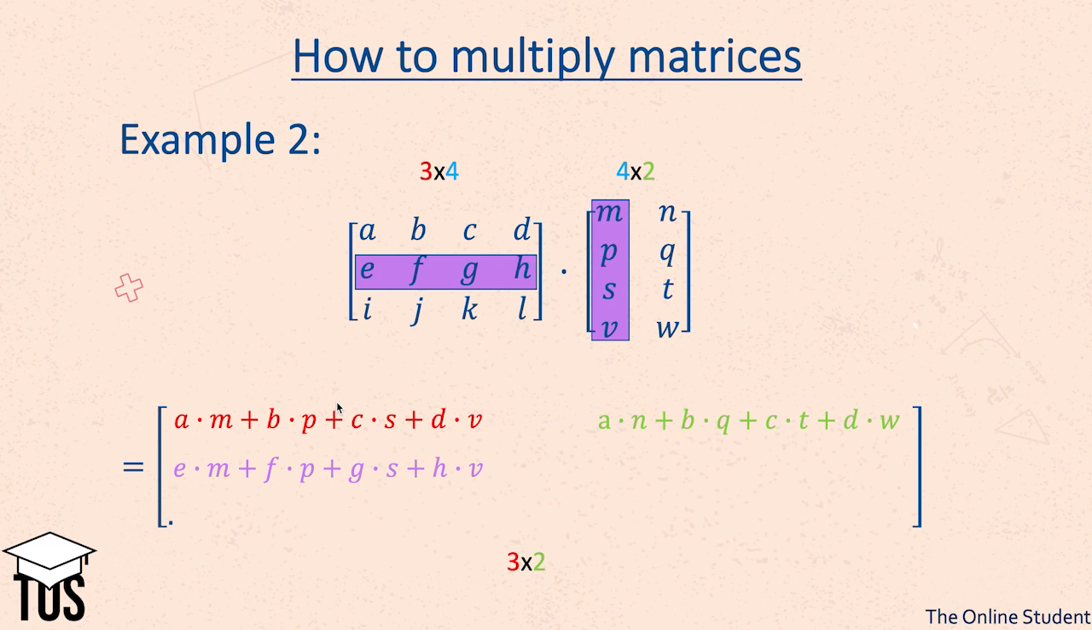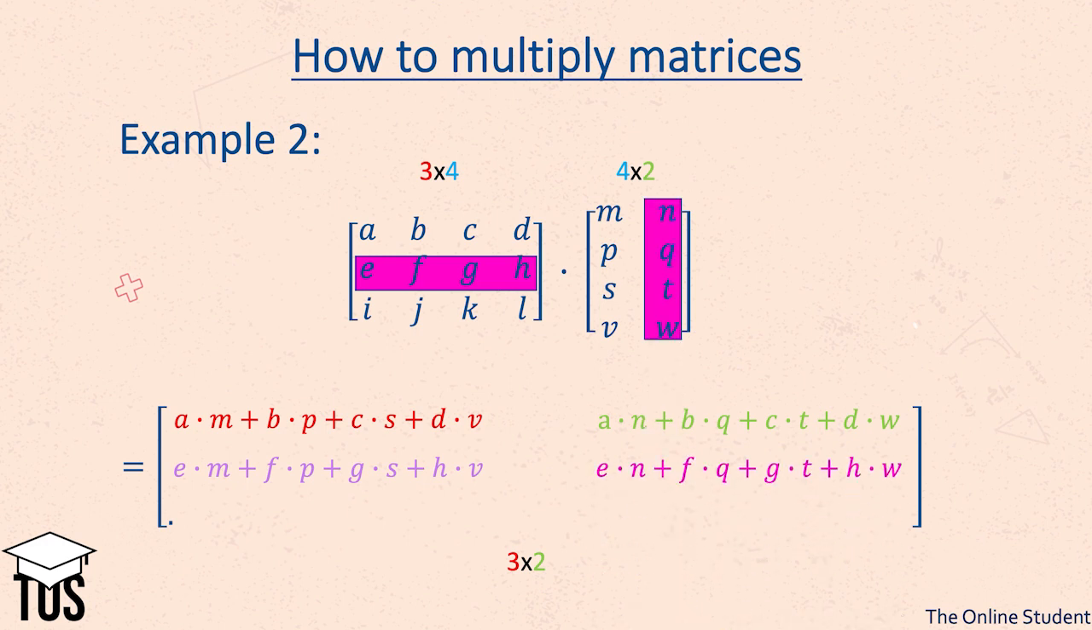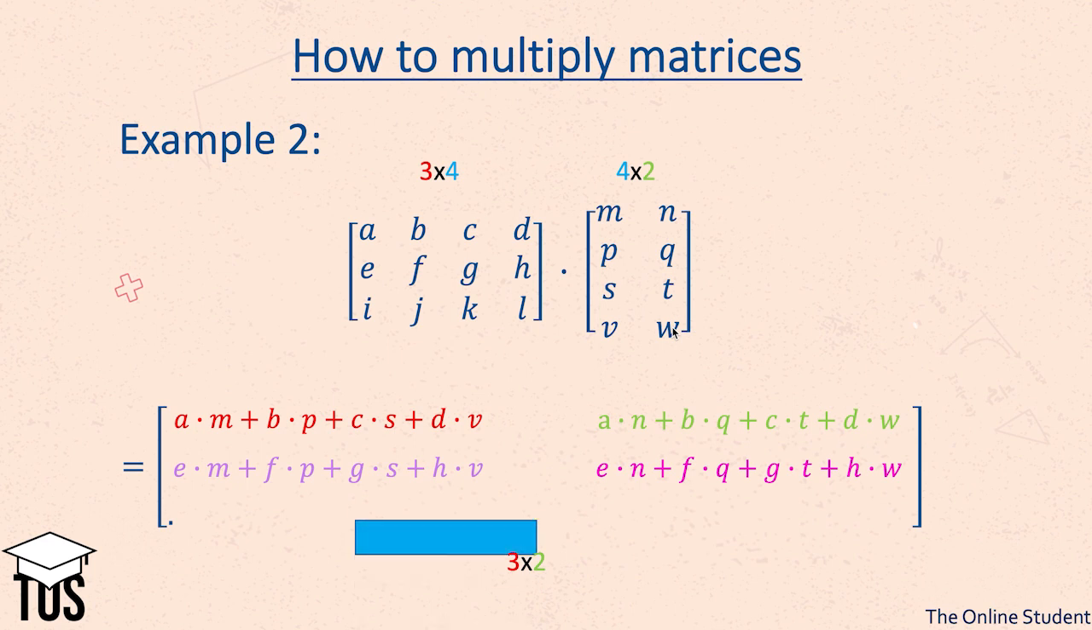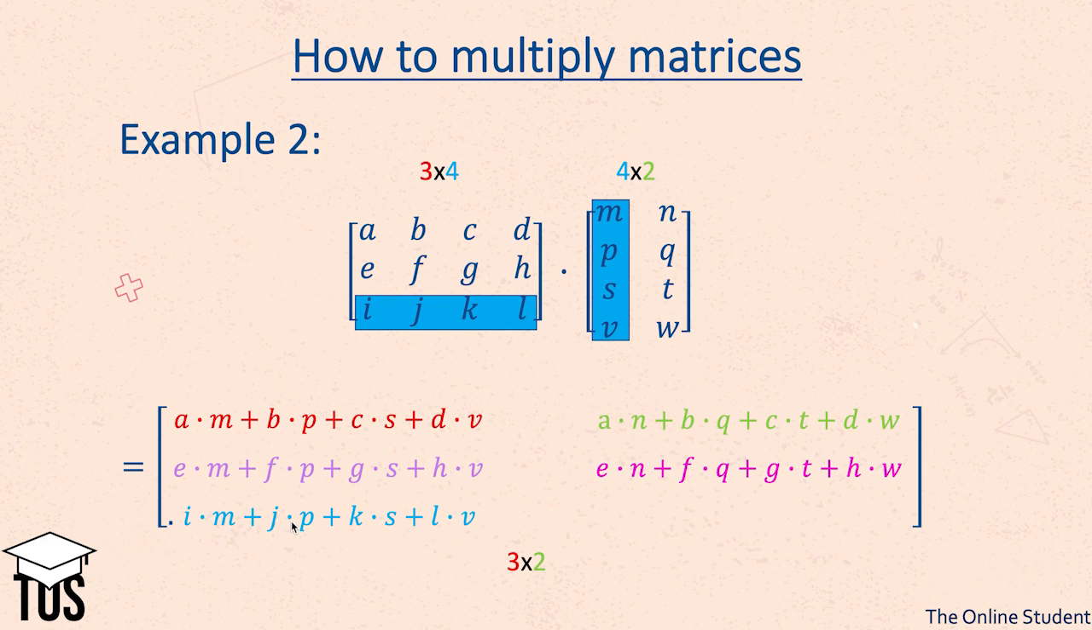Now we can take a look at all the other combinations. So we have the second row with the second column. And this will be in the second row and second column of the resulting matrix. And this will also be E multiplied by N plus F multiplied by Q plus G multiplied by T plus H multiplied by W. And we're going to do the same for the last row. The last row in combination with the first column gives us this element, which is I multiplied by M plus J multiplied by P plus K multiplied by S plus L multiplied by V. And this will go in the third row and the first column of the resulting matrix.